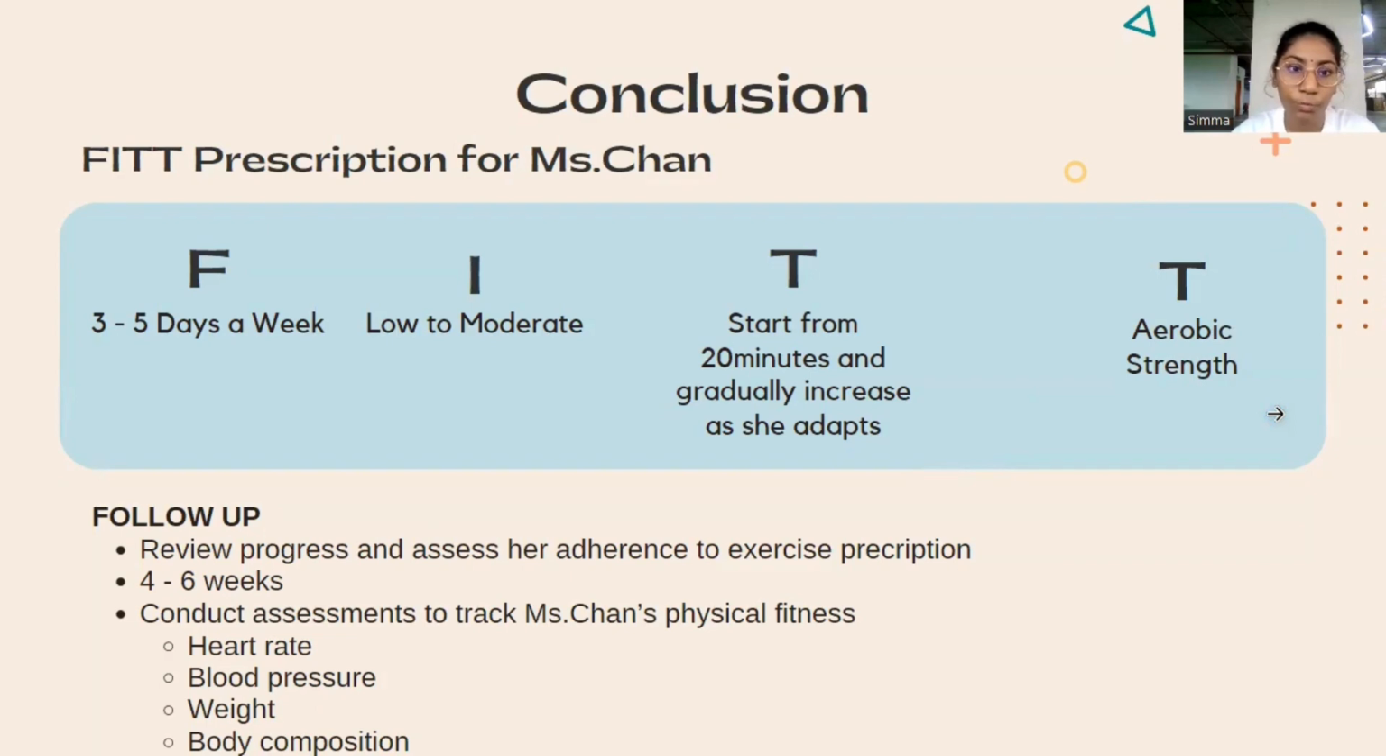Other than following this prescription, we should also have a follow-up on the FITT exercise program we are prescribing her, which is to review progress and assess her adherence to the exercise prescription. The follow-up can be done every 4 to 6 weeks, and this list of tests can be done to track Miss Chan's physical fitness: heart rate, blood pressure, weight, body composition, and also the distance she's walking and so on.